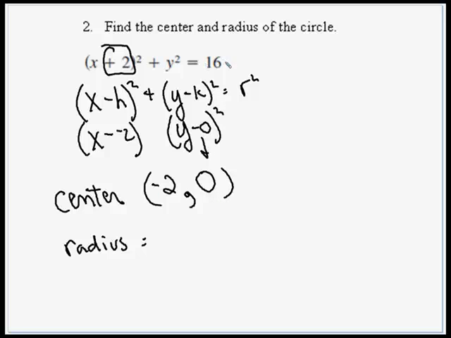The radius, this is r squared. R squared is equal to 16. So the square root is equal to 4. Radius of 4.